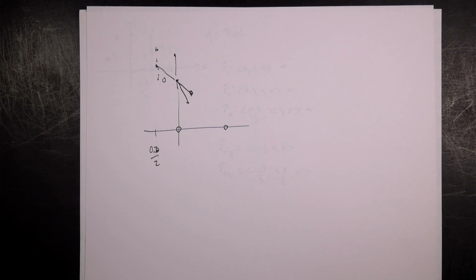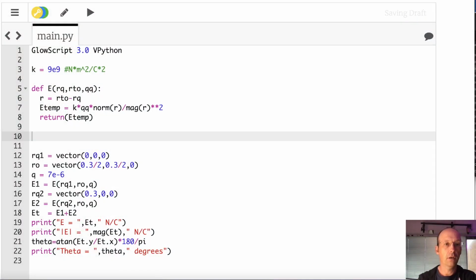Okay, so I'm going to edit this. We're going to make a graph. So let's put down here. Oops, I didn't switch over. I'm sorry. Okay, G1 equals graph. X title equals... We're going to be moving in the y direction, so y title equals E net, the total electric field.